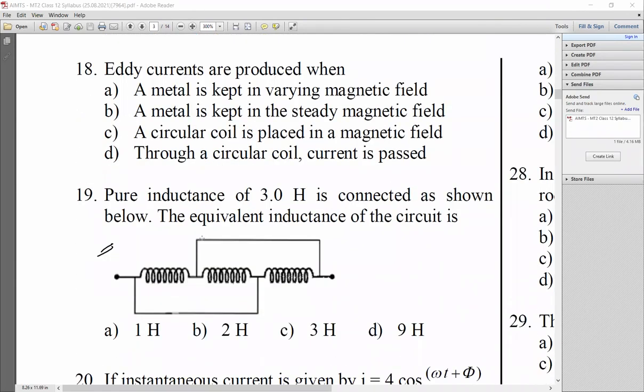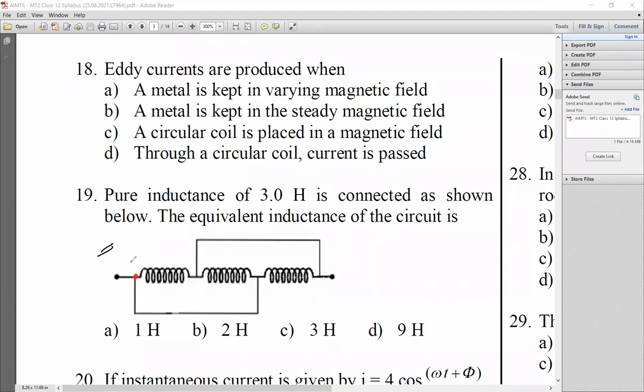Next, question number 19. Pure inductance of 3 Henry is connected as shown below. The equivalent inductance of the circuit. So in net inductance, how will we solve? So all these inductances are in what? Parallel, right?